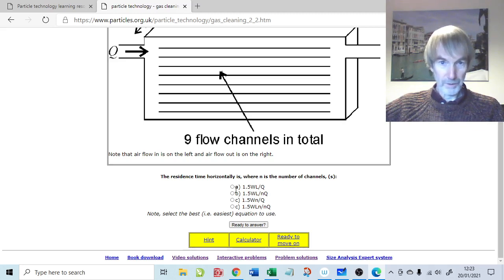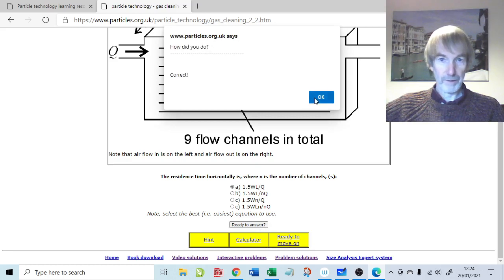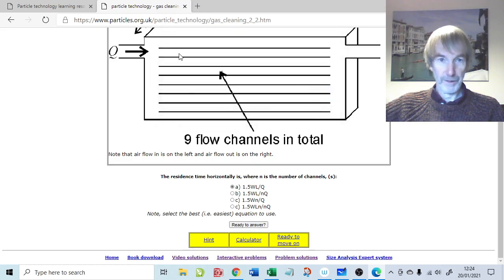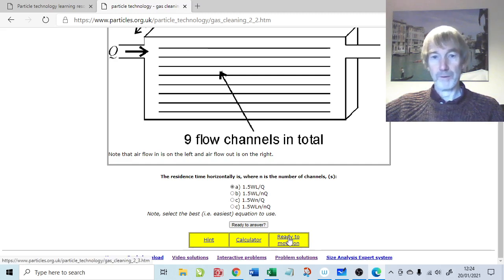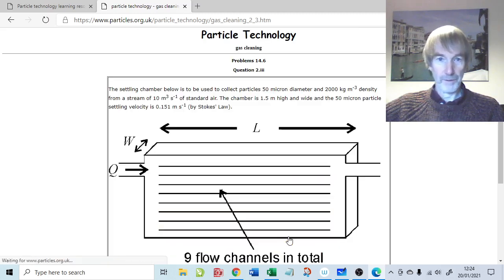The easiest equation to use is A, because if we cancel out by the number of flow channels, calling that N, then it just gives us the same value as if we're ignoring all the flow channels. So let's check. Yep, that's correct. We don't have to worry about dividing by the flow channels for this part of the problem. We will have to worry about it for something else coming up, but that's in the future.